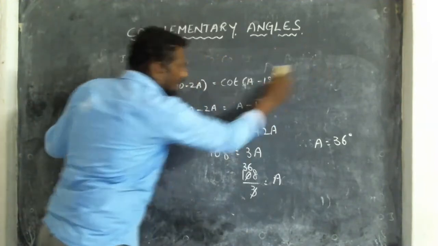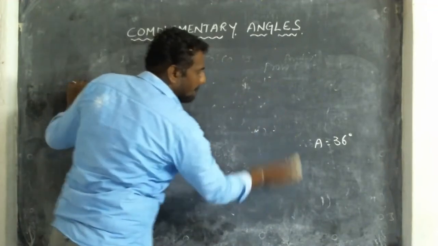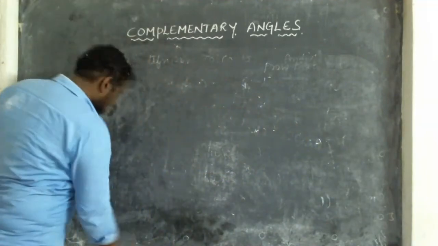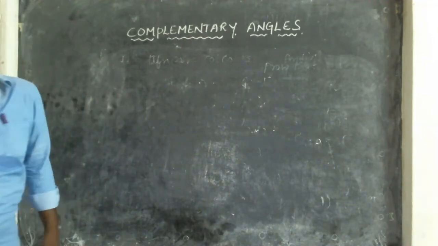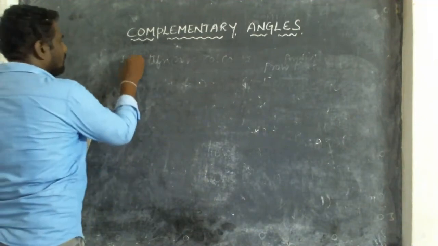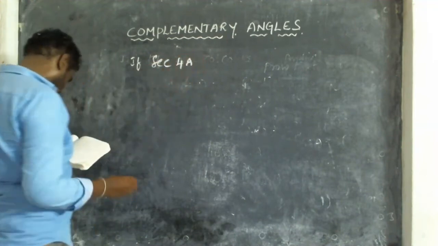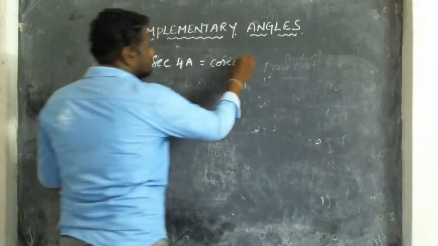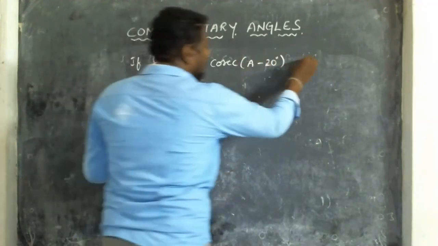Now we'll go for the next problem, children. If sec 4a equal to cosec a minus 20, find a.